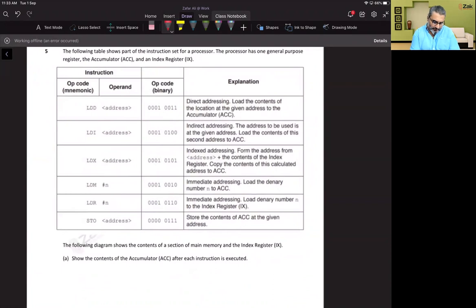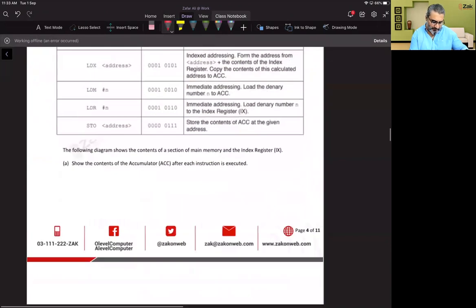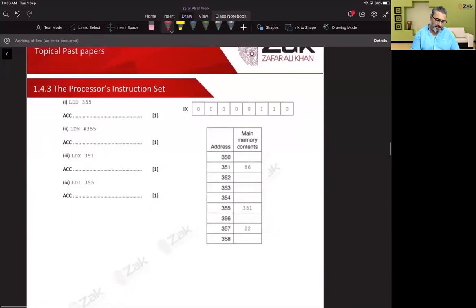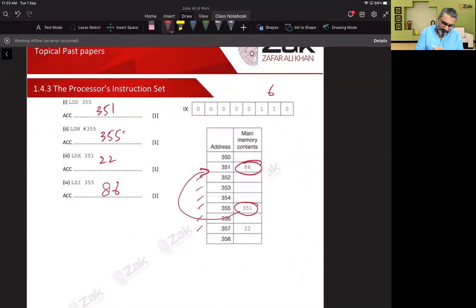The following diagram shows the content of the section of the main memory and index register. LDD 355. So what is that? 355, 351. This is direct. LDM 355. So there we go, 355. LDX 351. So 124. The index register has got 6. So 351 plus 6. 1, 2, 3, 4, 5, 6. 22. And then it says LDI 355. So 355 says 351. Go to 351, it says 86. This is indirect.